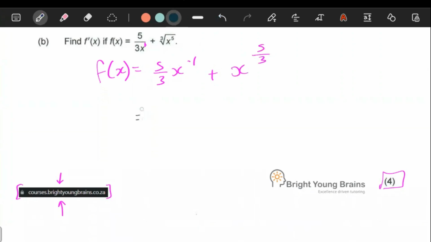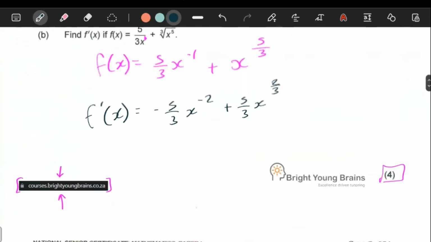Now you can differentiate, because the format is something that you can differentiate. -1 times this is -5 over 3. Removing 1 from the exponent, that's -2. 5 over 3 times 1, that's 5 over 3. Removing 1 from the exponent, that's 2. There we go. Now you can leave this the way it is. It's a formal question. They'll give you marks for simplifying, they'll give you marks for differentiating.